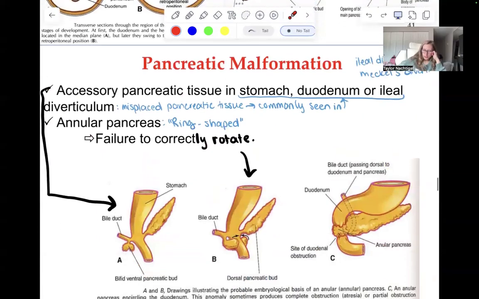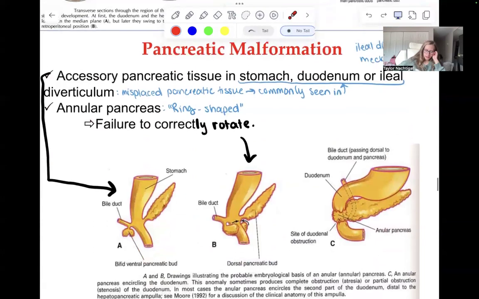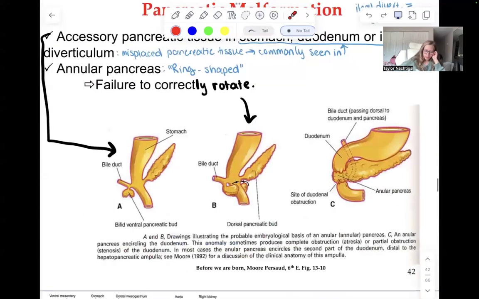Okay, pancreatic malformations. During the process of rotating, if rotation happens incorrectly, the anterior bud can sometimes end up wrapping around the duodenum. So we end up with this ring around the duodenum, which is problematic because I'm sure you can guess why. You're not able to properly get food passing through. I'm unclear from the slides if this acts like a complete blockage of the duodenum into the jejunum or if it's partial.